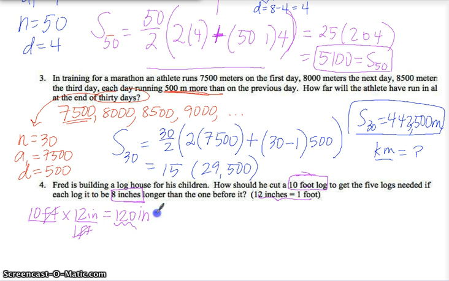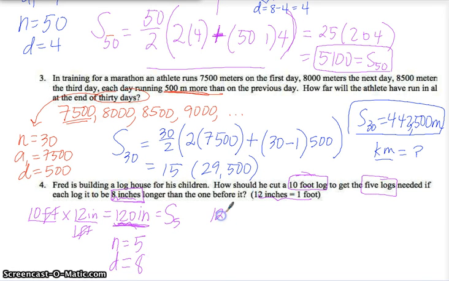Now what is this representing? That's our original total sum that we have. The sum of what? Well, the sum of the 5 logs needed to cut. So what does n equal then? n equals 5. S sub 5 equals 120 inches. And what does the 8 inches represent? Well, hopefully you're thinking that means common difference, right? 8 inches is how much more, so every time we're going to add on 8 to get the next term. In other words, that's our common difference.